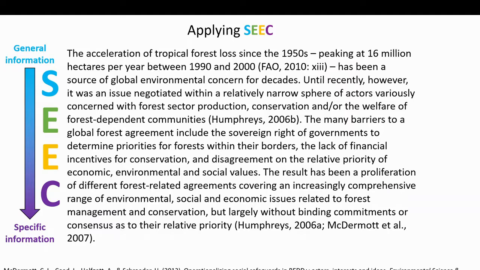So first, when we apply the SEEC structure, we want to search for what the topic of the paragraph is. And again, this should be present in the first sentence. Here I've highlighted it in blue, and I believe that the topic that we're looking at is tropical forest loss is a source of global environmental concern. At this point, we're just looking for key words that help to provide focus that will create a cohesive and unified paragraph.